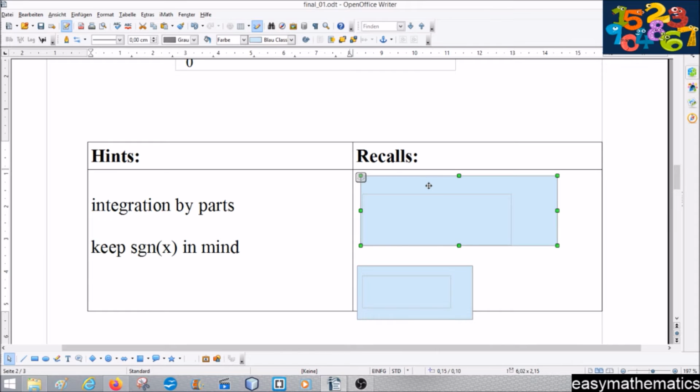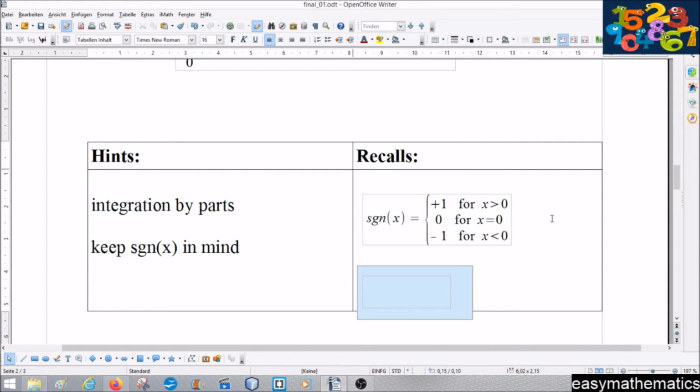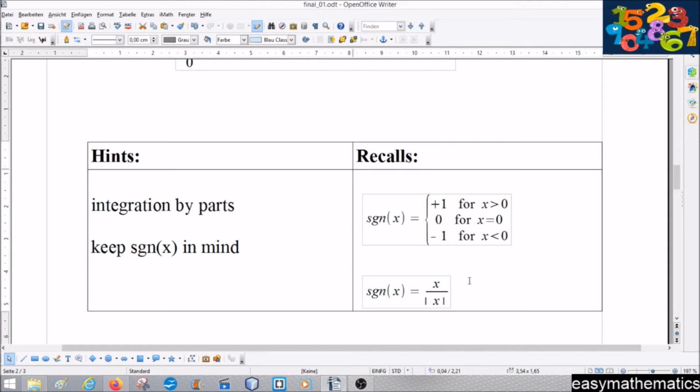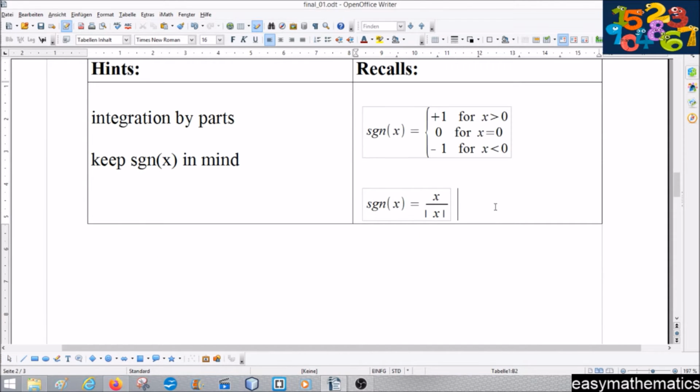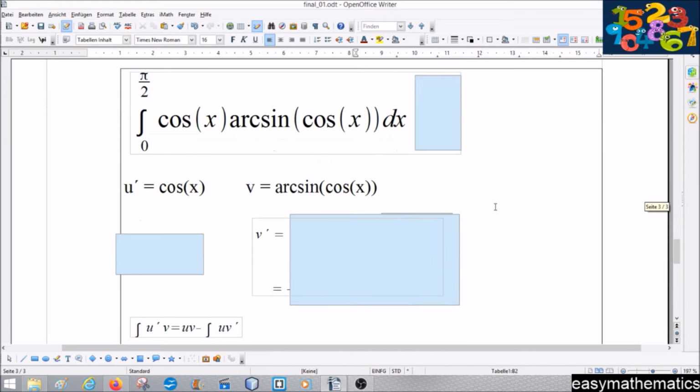And just to recall, what is the sign function? The sign function returns the sign, so it's plus 1 for positive x, minus 1 for negative x, and 0 for x equals 0. And there is a second expression for the sign function, like a second definition if you like, or you can define it piecewise like here, or you can define it maybe a little bit more compactly, and this is the following: x over the absolute value of x.